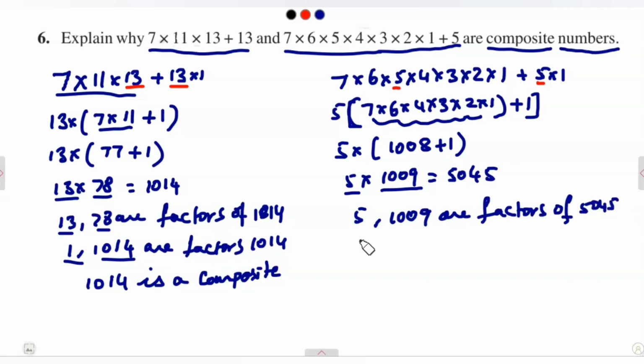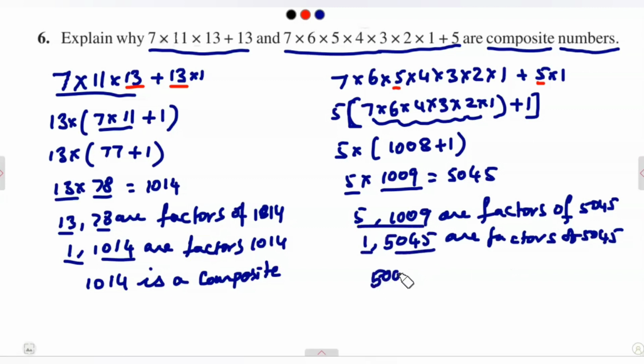Obviously, other than this, for every number 1 and itself are also factors. So these two are also factors of the same number 5045. So what did you understand now? 5045 has more than 2 factors. Other than 1 and itself, it has 2 more factors also. So 5045 is a composite number, as it has more than 2 factors, right?